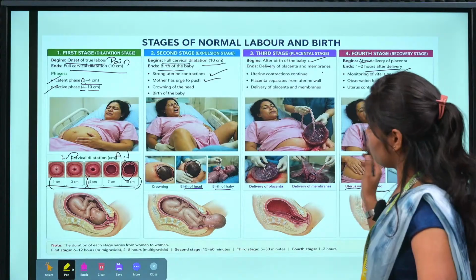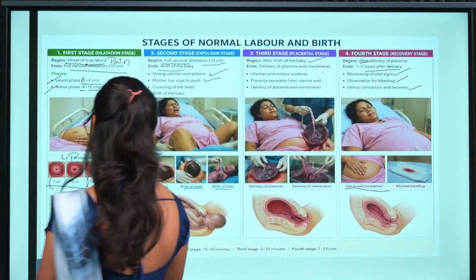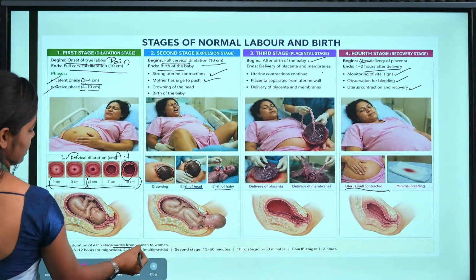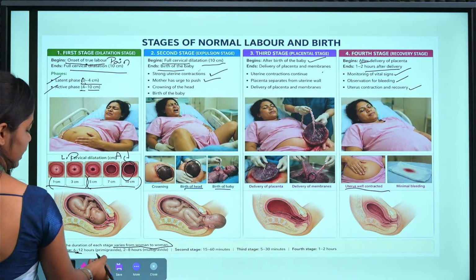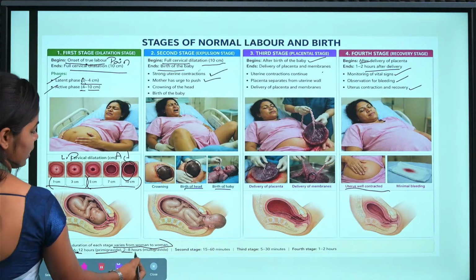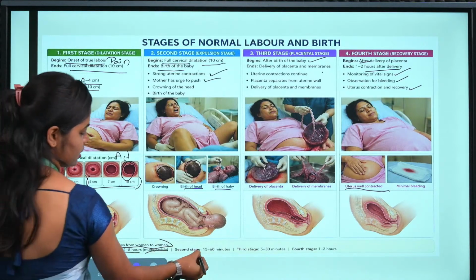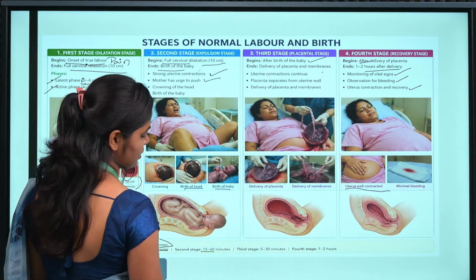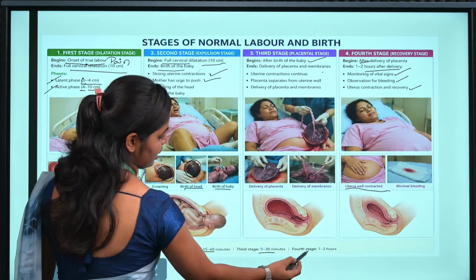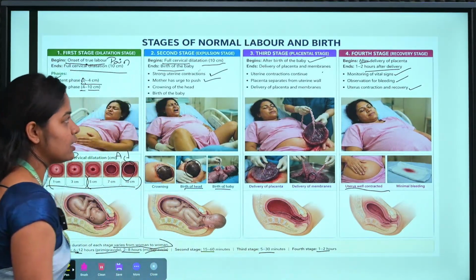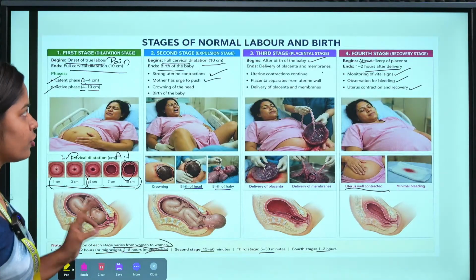This is the fourth stage. The duration of each stage varies from woman to woman. First stage is 6 to 12 hours in the primigravida and 2 to 8 hours in the multigravida. Second stage is 15 to 60 minutes. Third stage is 5 to 30 minutes, and the last stage is 1 to 2 hours. This is regarding the stages of normal labor.